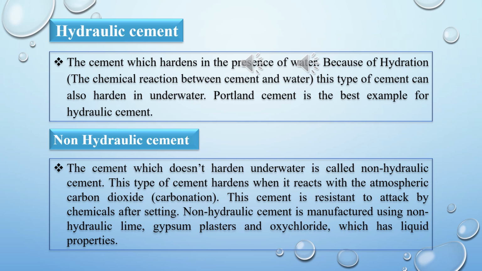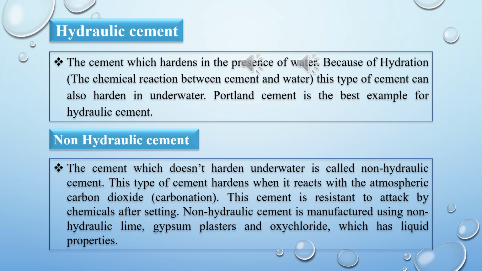Now, the next one is non-hydraulic cement. The cement which does not harden under water is called non-hydraulic cement. This type of cement hardens when it reacts with the atmospheric carbon dioxide. This cement is resistant to attack by chemicals after setting. Non-hydraulic cement is manufactured using non-hydraulic lime, gypsum, plaster and oxychloride which has liquid properties.